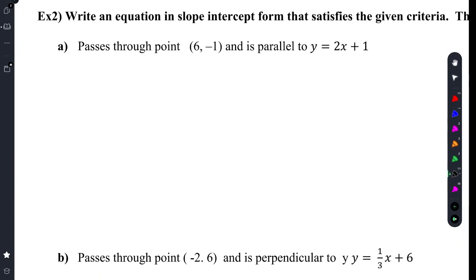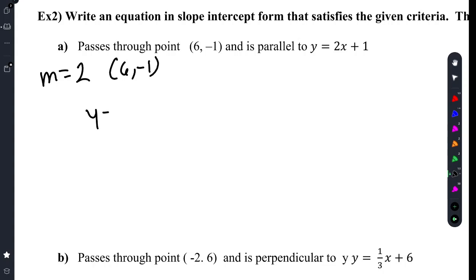All right, so passes through point 6, negative 1, and is parallel to y equals 2x plus 1. Okay, what do we know about parallel? Same slope. So we know the slope of this new line is going to be what? 2. Yeah? And we're going to use the point 6, negative 1, right? So we just plug it straight in.